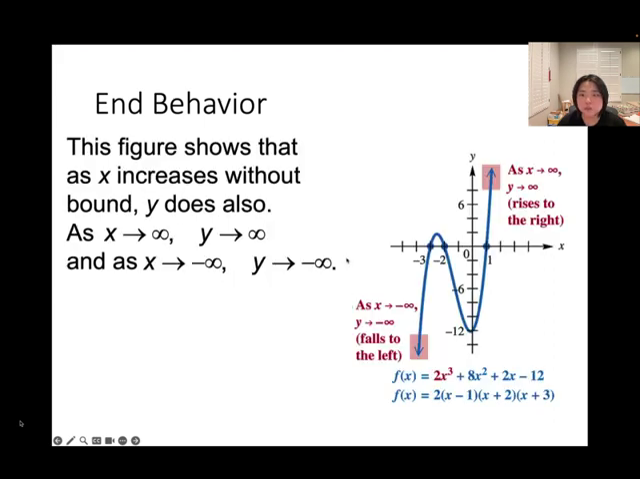For this example, first we look at the degree. This is an odd function, so we know it's going to look this way. Then we have a positive coefficient, that's a 2, so it rises to the right and falls to the left. After we factor, we have 3 factors, and all of them have a multiplicity of 1, so the graph passes through at those points only.